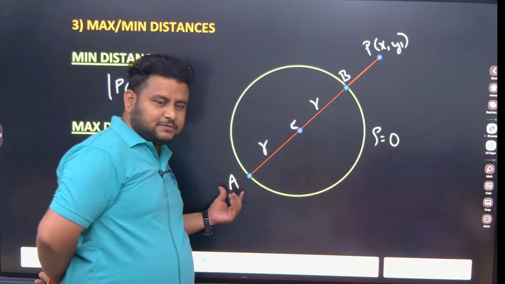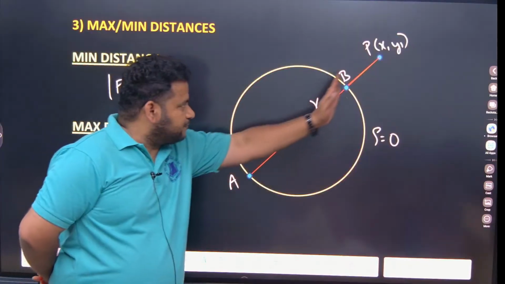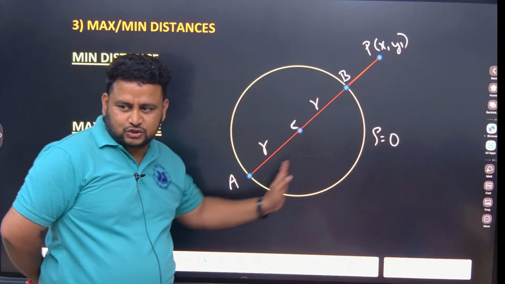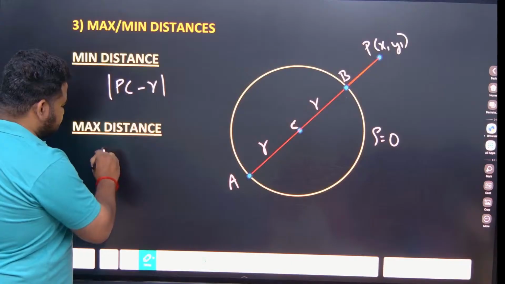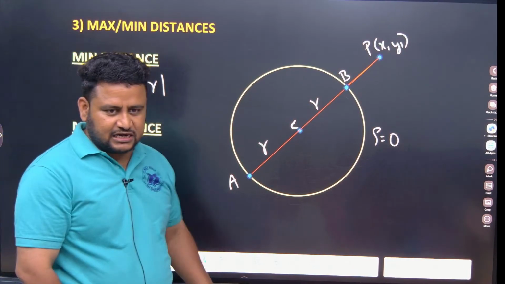Okay, so here the maximum distance is what? This point. Not this point, this is this point. So this will be what? PC plus R. Understood? So if they ask maximum distance, what you should do? Just write PC plus R.